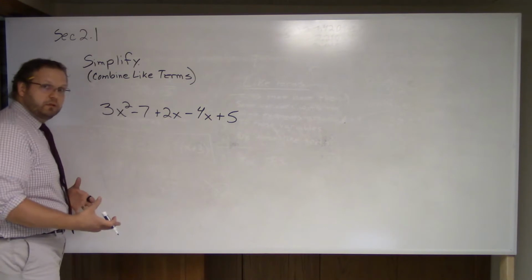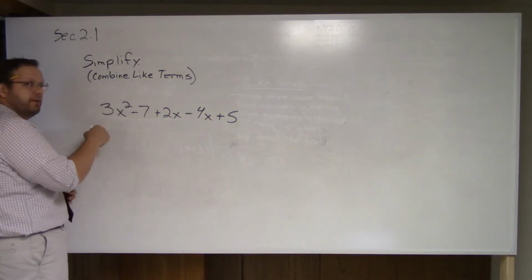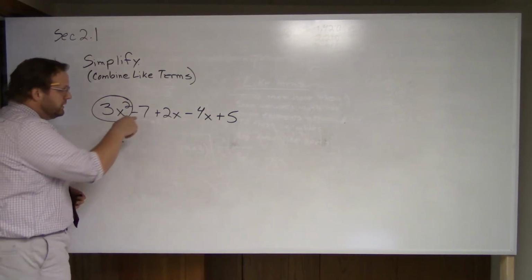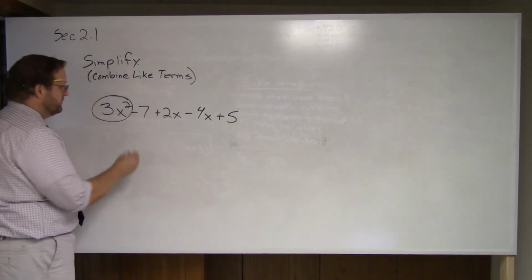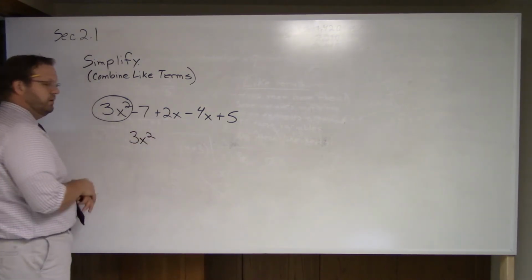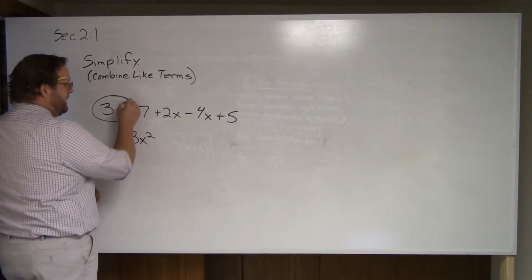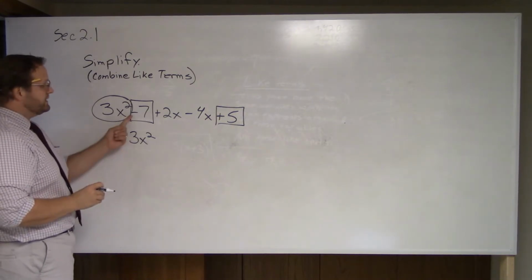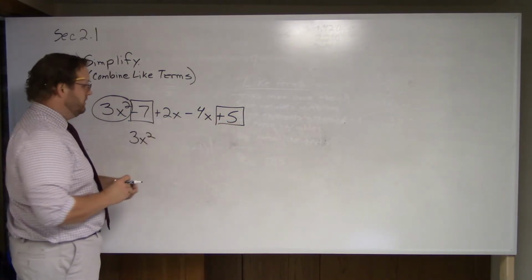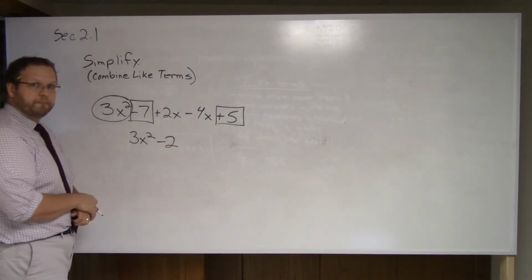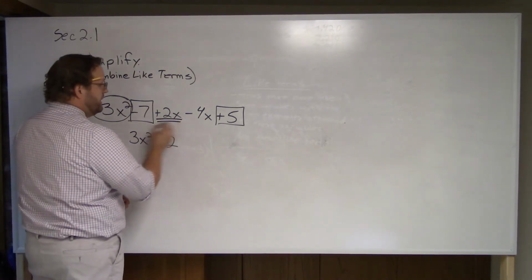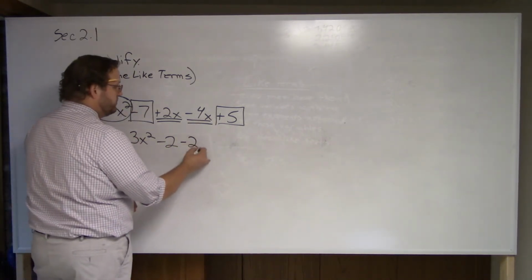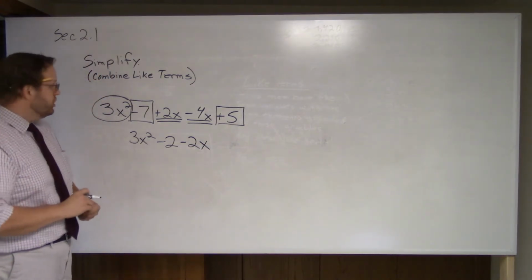This is dumped out. Now what we're going to do is start to the left, work our way to the right. I have an x squared term. There is no other x squared term. So I just bring it down. Okay. Next, I have a constant term. I have another constant term here. So what I have is a -7 plus 5, which is -2. And then I have an x term and another x term. 2x minus 4x is -2x. Notice how I marked this up.